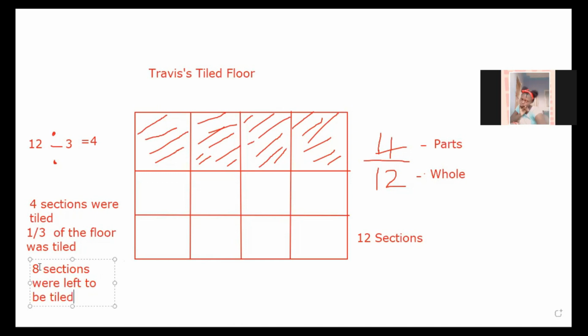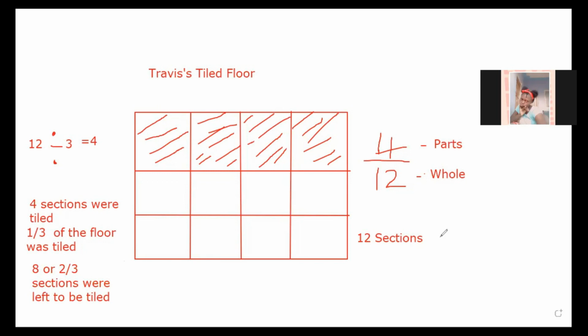Eight sections, or two thirds, of the floor were left to be tiled. And then we're left with 8 out of 12. All right.